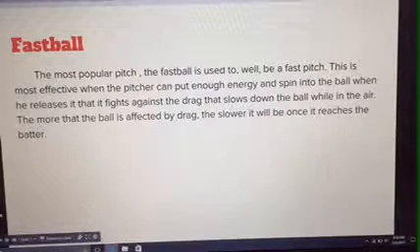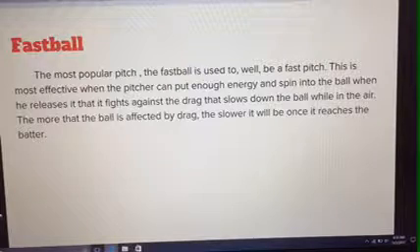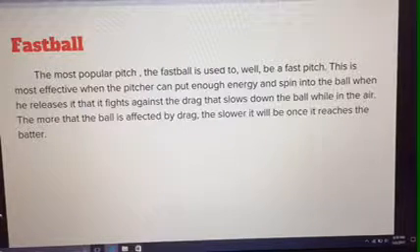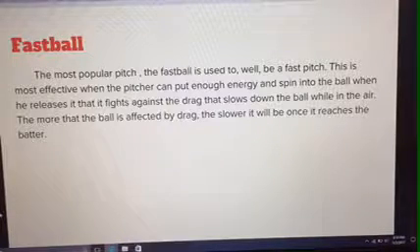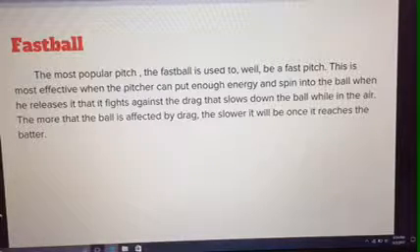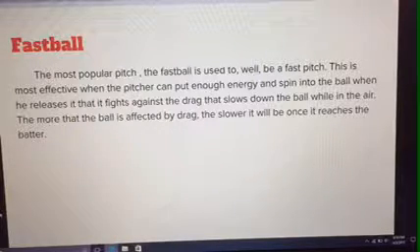Now the first pitch I'm going to talk about is the fastball. Surprisingly enough, the name gives away the whole point of the fastball, which is for it to be a fast pitch. The pitcher will put all of his force on the back part of the ball when he lets go of it, so it creates backspin, and the backspin basically fights against the drag. So since it's fighting against the drag, the thing that'll slow down the ball, it's able to keep its speed for the majority of its flight until it gets to the plate.